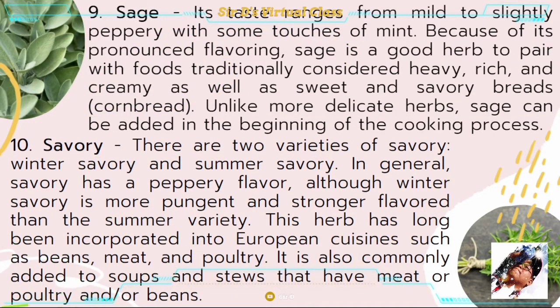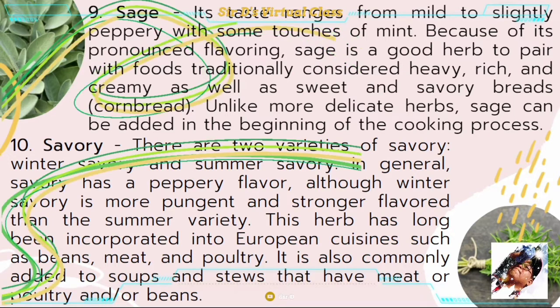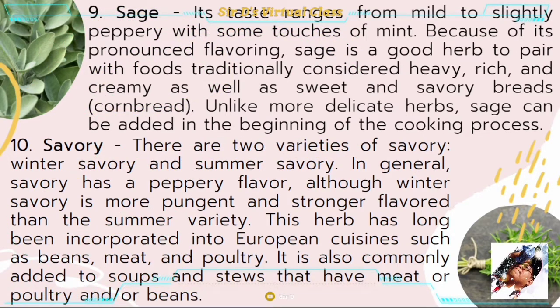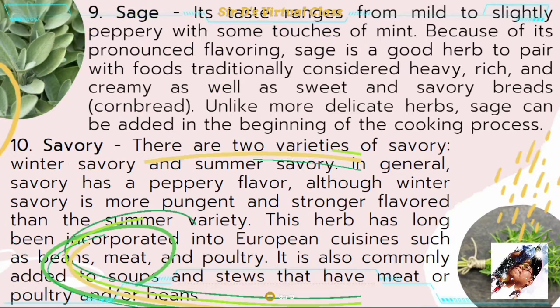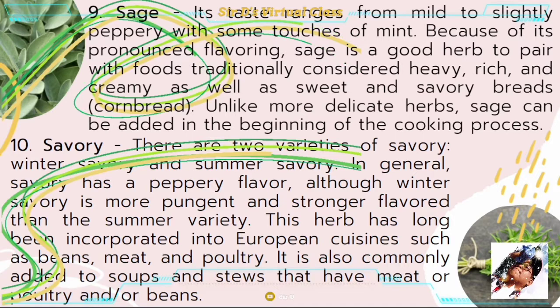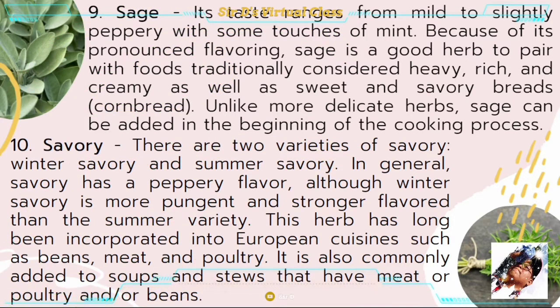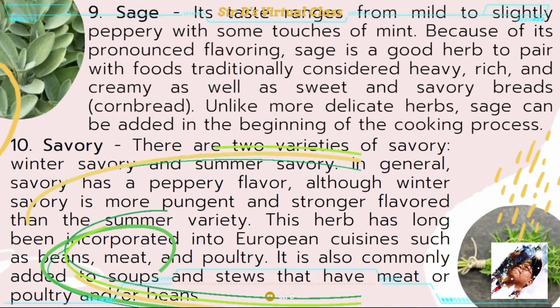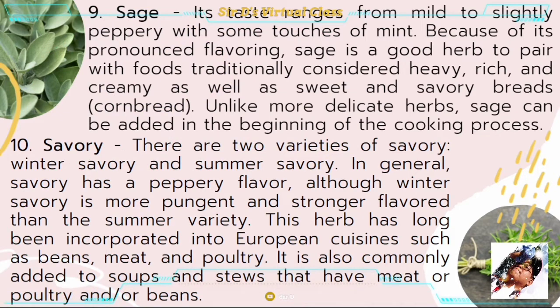Next, we have sage. Its taste ranges from mild to slightly peppery with some touch of mint. Because of its pronounced flavoring, sage is a good herb to pair with foods traditionally considered heavy, rich, and creamy, as well as sweet and savory breads like the cornbread. Unlike more delicate herbs, sage can be added in the beginning of the cooking process.